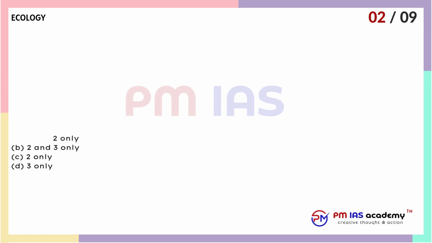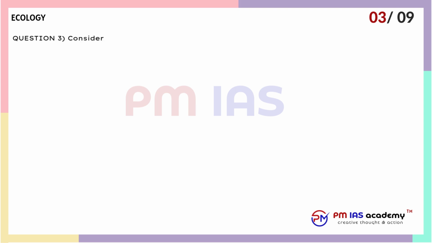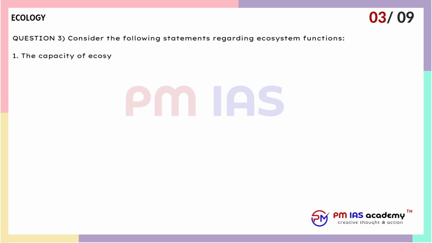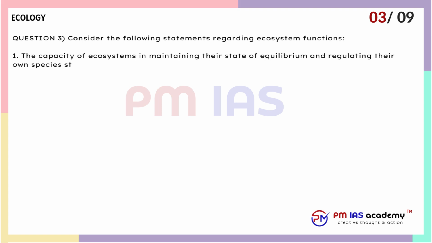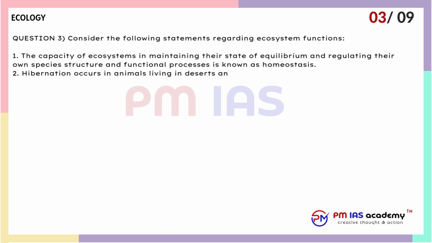Question 3. Consider the following statements regarding ecosystem functions. 1. The capacity of ecosystems in maintaining their state of equilibrium and regulating their own species structure and functional processes is known as homeostasis. 2. Hibernation occurs in animals living in deserts and tropical regions to protect themselves from hot and dry climate and due to the scarcity of food and water.